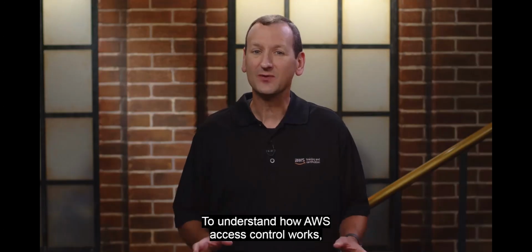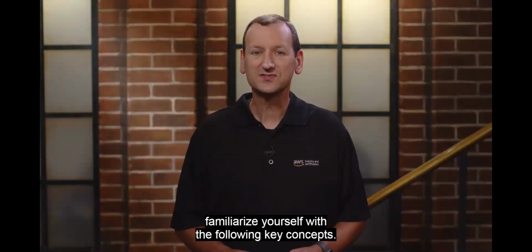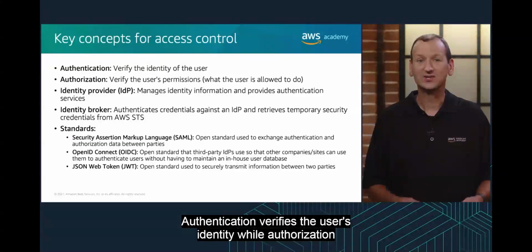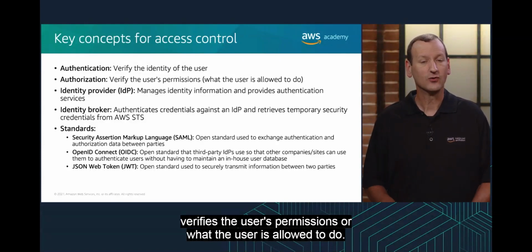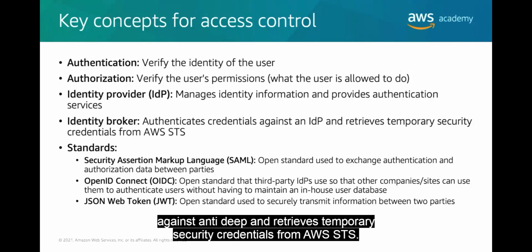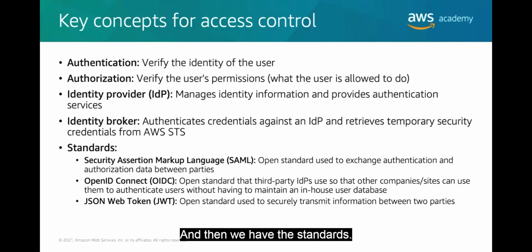To understand how AWS access control works, familiarize yourself with the following key concepts. Authentication verifies the user's identity, while authorization verifies the user's permissions, or what the user is allowed to do. An identity provider, also called an IDP, manages identity information and provides authentication services. An identity broker is a software layer that authenticates credentials against an IDP and retrieves temporary security credentials from AWS STS.